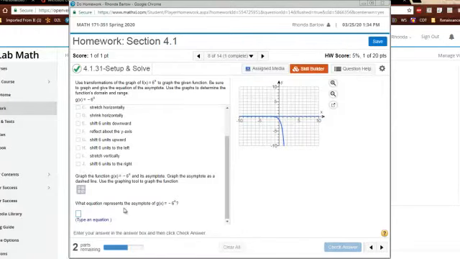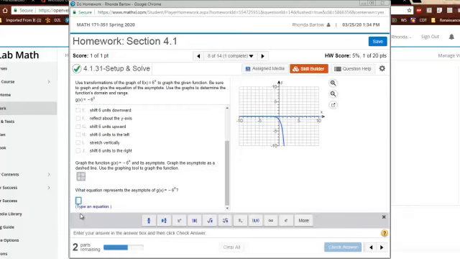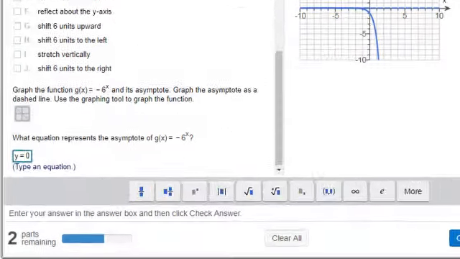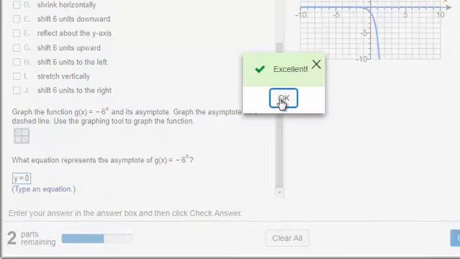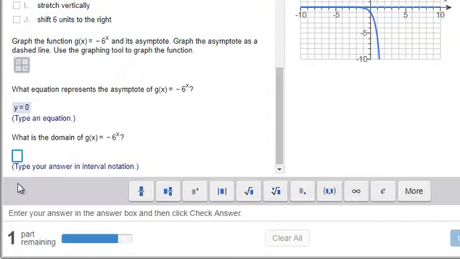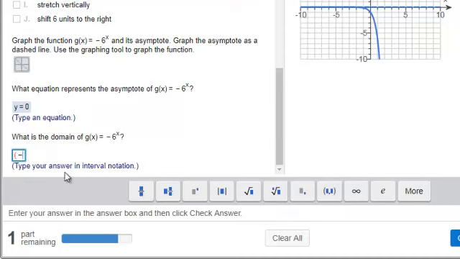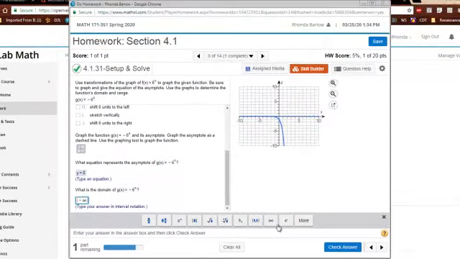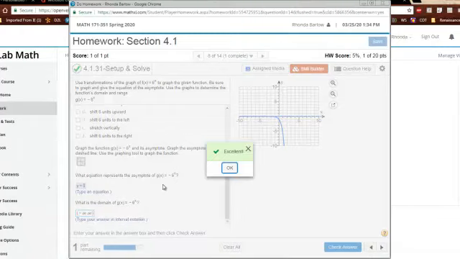And then you can go on to answer the rest of the question. They want to know what the equation for that asymptote actually is. And notice in the blue that says type an equation. So they're wanting y equals 0. So we'll type that in. I'm going to check my answer. Then they asked me the domain. The domain of all exponential functions is going to be negative infinity to infinity, or all real numbers written in interval notation. So close that out, check my answer.